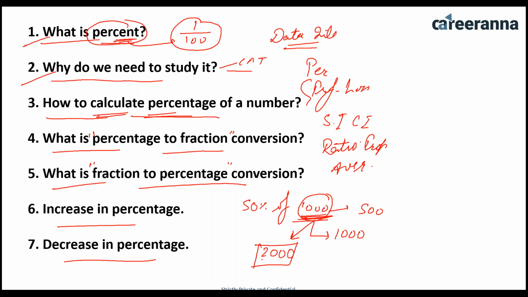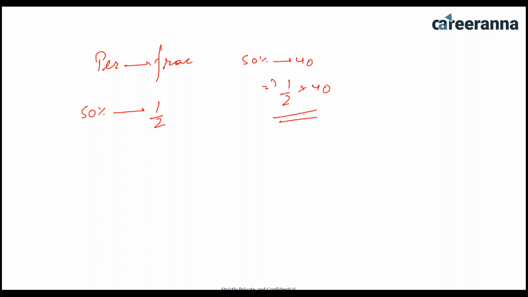Okay, so we have completed three questions. Now, fourth question is, what is percentage to fraction conversion? For this, we have to understand what is percentage to fraction. If I ask you 50% of a number, what you can do is, you can multiply that number by 1/2. Is it? Say yes or no. 50% of 40, you have to calculate. What you can do is 1/2 multiplied by 40. How do I get 1/2?